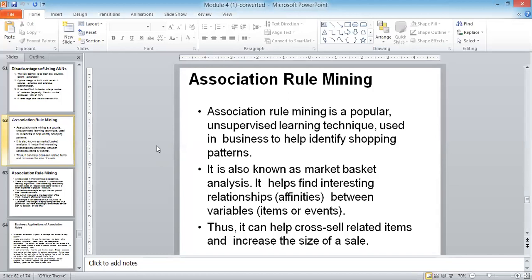Whenever we are analyzing market relationships, it is going to help us with the selling of products, and thus it is going to help us cross-sell related items. Commonly, people who buy bread have more chances of buying cheese with respect to bread. If people are buying butter, they have most of the chances of buying milk.